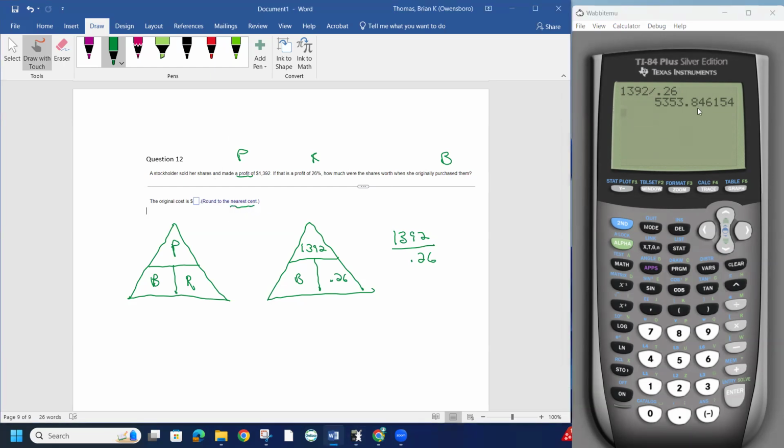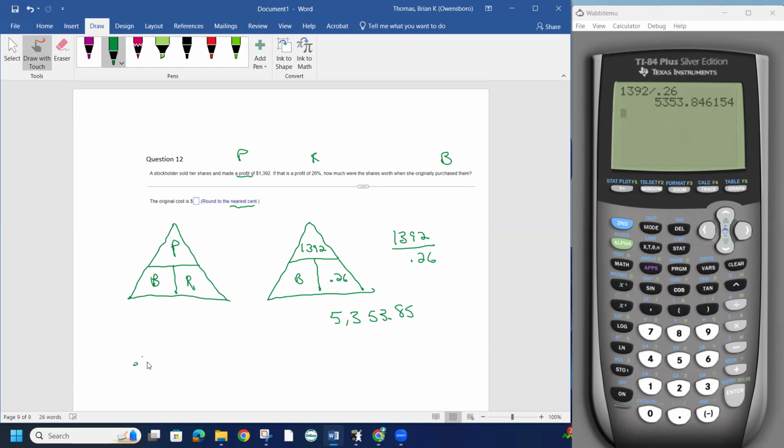So that's the hundredths place. So 84 cents or 85 cents? That 6 would mean 85 cents. So that means we have $5,353.85. That would be what she actually had as her initial investment.